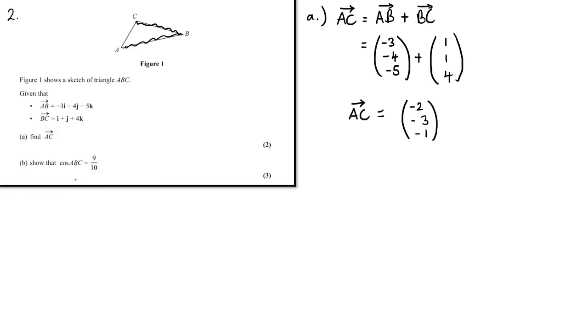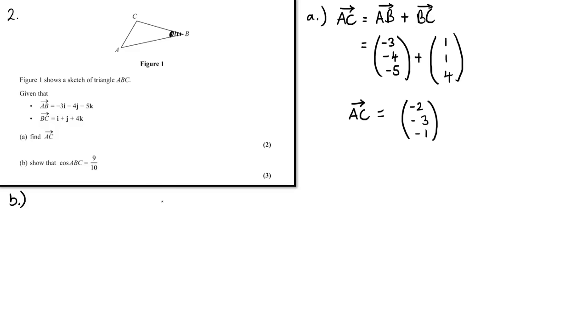Moving on to part B here then, we're asked to show that cos ABC is equal to 9 over 10. And what I'm going to do here is just quickly clear these 2 lines that I've drawn. So what we're looking for here is to show that the cosine of the angle ABC, so this angle here, is 9 over 10. So we're not showing technically that the angle is 9 over 10, but the cosine of that angle is equal to 9 over 10, okay?